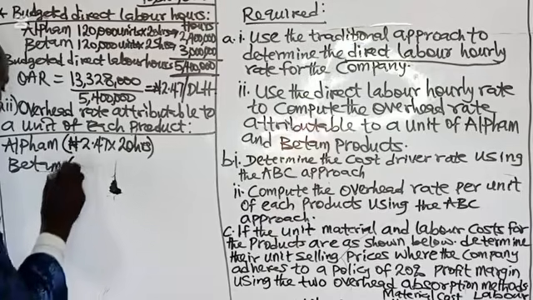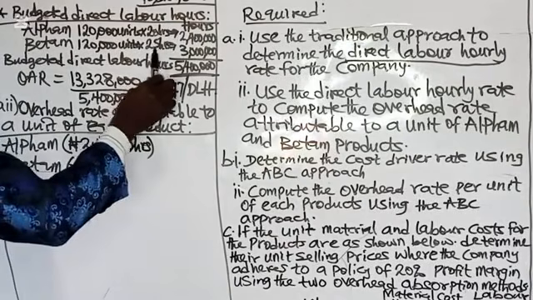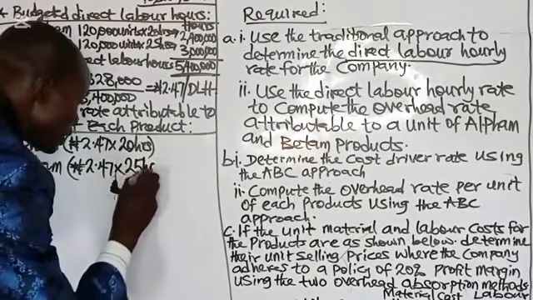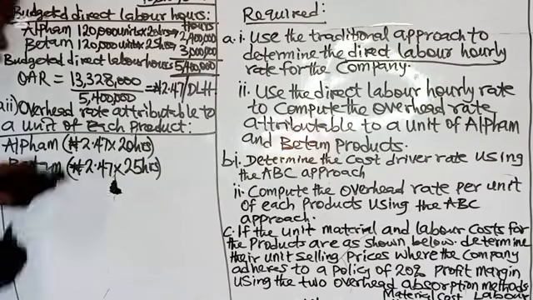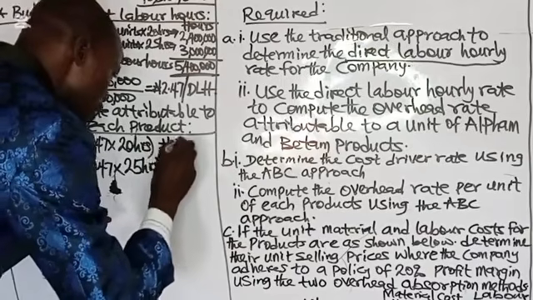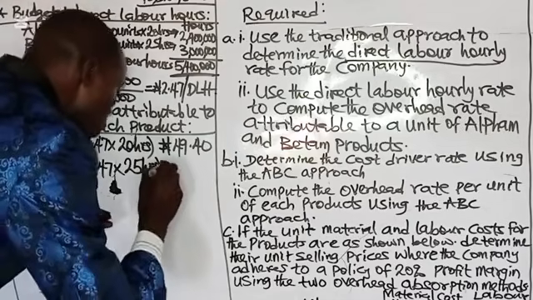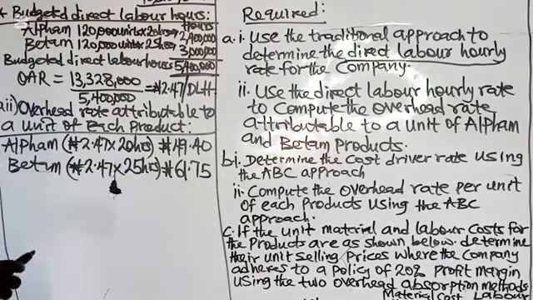Then for Betam, the labor hourly rate is 2.47 times the hours required for a unit of Betam, which is given to be 25 hours in the question. So 2.47 times 20 gives us approximately 49 naira 40 kobo. For Betam, 2.47 times 25 hours is approximately equal to 61 naira 75 kobo. That is the solution to A2.